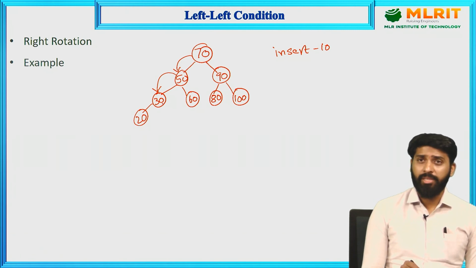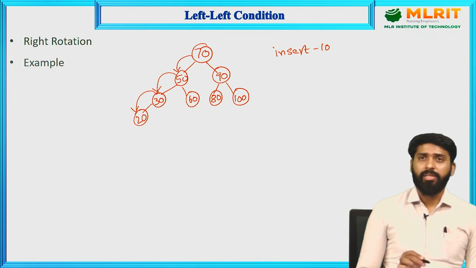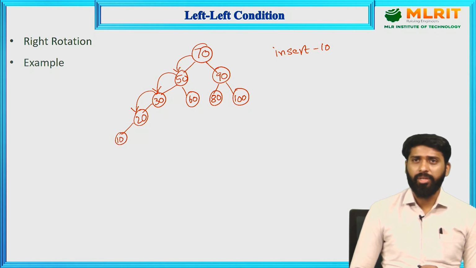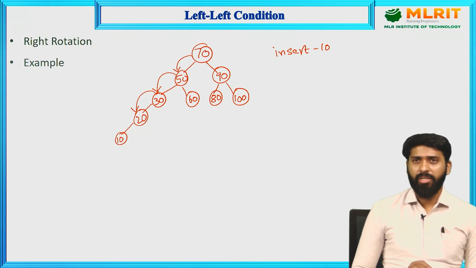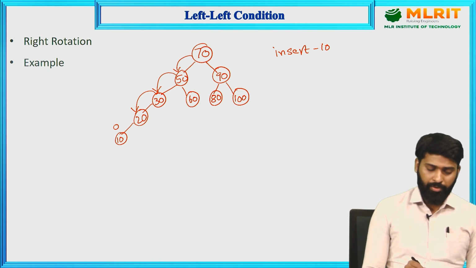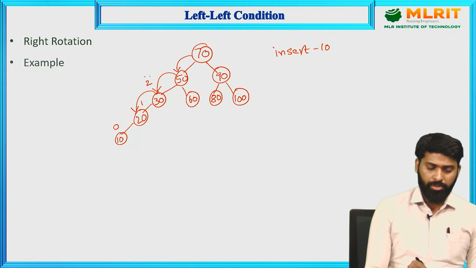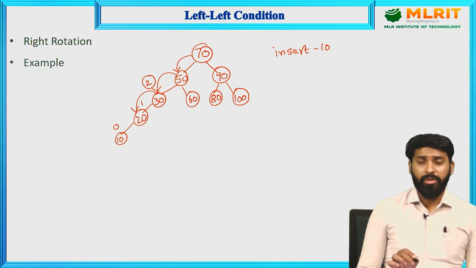10 is less than 30, so traverse to the left side, and 10 is less than 20, so insert this new node as left of 20. Now the second step is to find the balancing factor. For 10 the balancing factor is 0, for 20 it is 1, for 30 it is 2, so the AVL property is violated. In which condition?